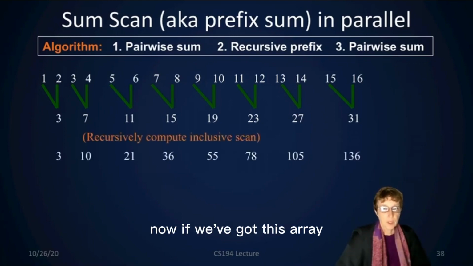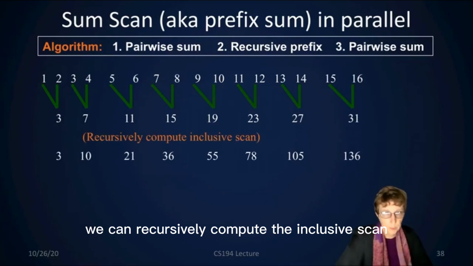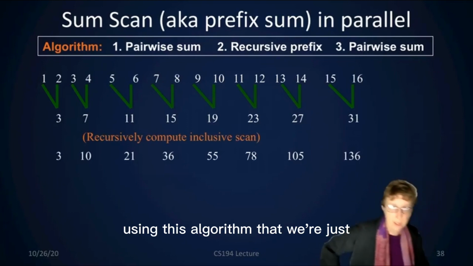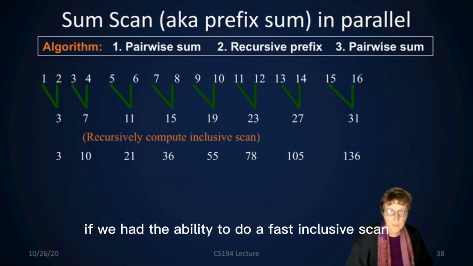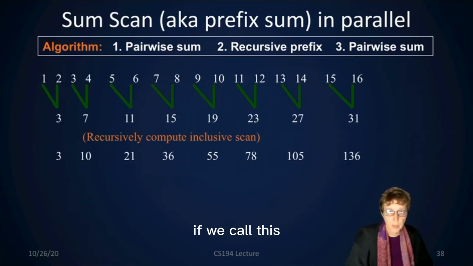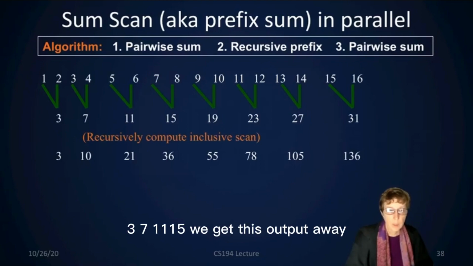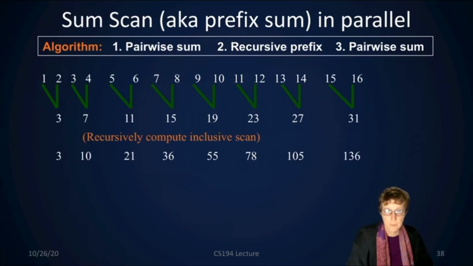Now, if we've got this array, we can recursively compute the inclusive scan using this algorithm that we're developing here. If we had the ability to do a fast inclusive scan, we call it on this input array, 3, 7, 11, 15, and we get this output array, 3, 10, 21, 36, and so on.